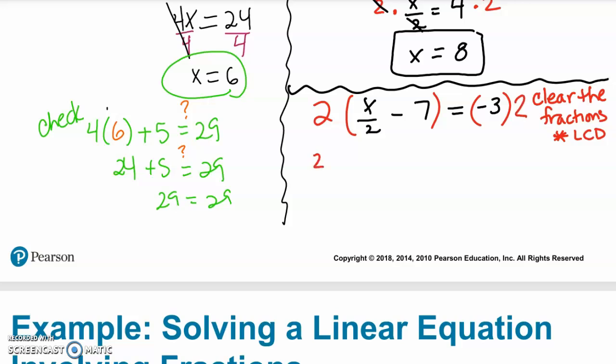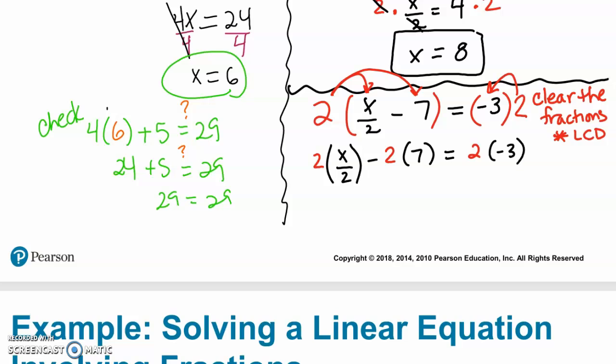And when I say everything, I mean every term. So this term, and this term. I'm going to write out my 2's here so you can see where they go. This will be 2 times x over 2. This will be 2 times 7. And this will be 2 times negative 3.